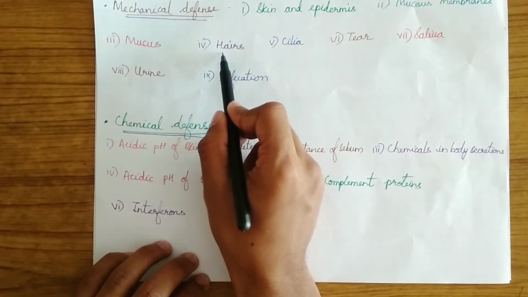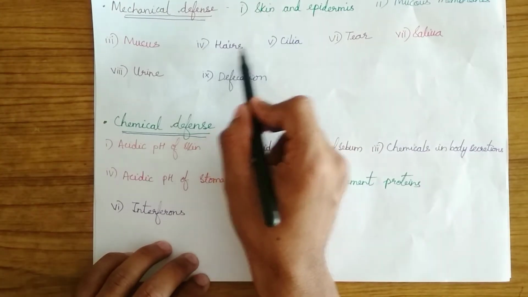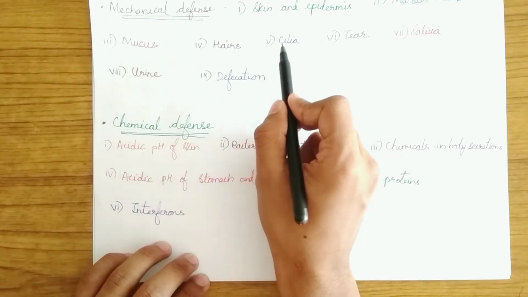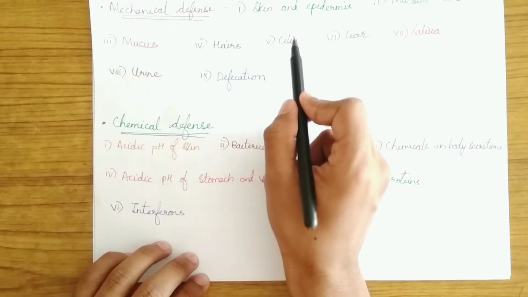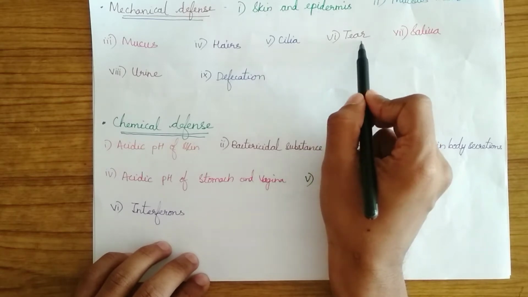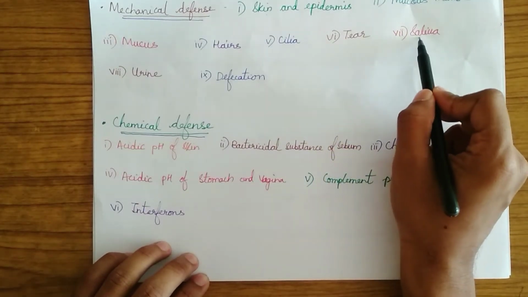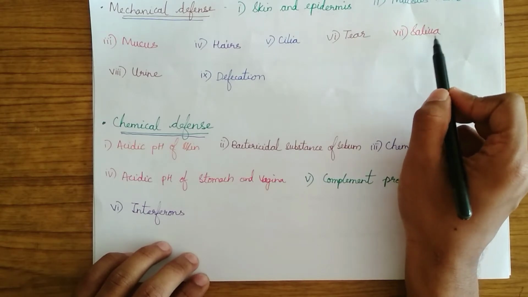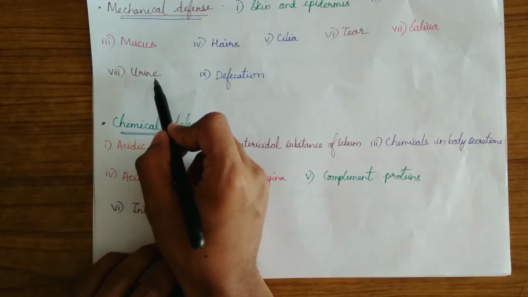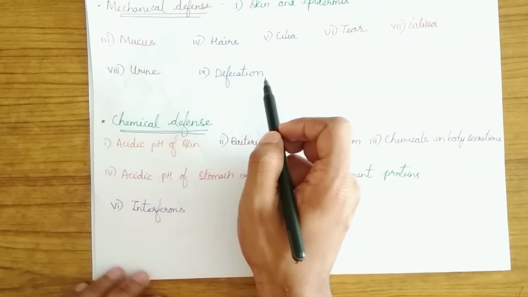Hairs. Hairs are present in almost all the openings and they also trap the microbes coming through the air or water. Cilia. It has a similar function as hairs and is present in the openings, or in the upper respiratory tract. Tears. They are produced through the lacrimal apparatus, clear the microbes, and have acidic properties which reduce microbial activity. Saliva. Saliva also has acidic properties which destroy the microbes. Urine. Through urine many toxic materials are released and it flushes out the urinary tract. Defecation. Through defecation also many toxins are released.